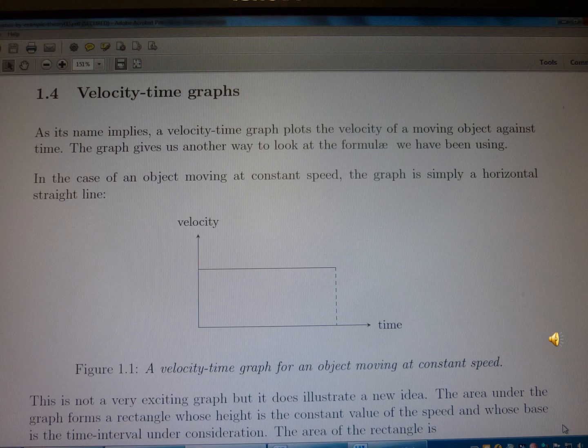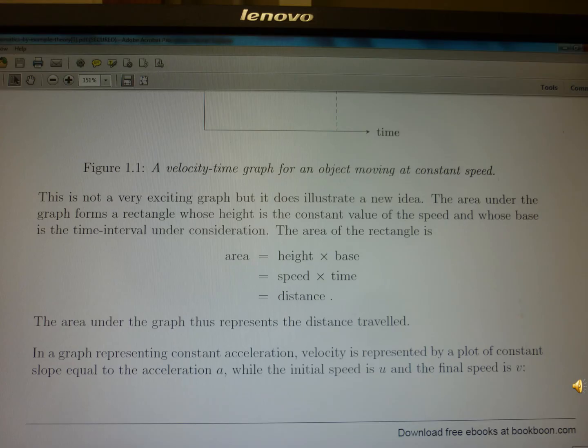We have to calculate the distance travelled. Distance travelled is the area. So area equals height multiplied by base. So this is speed multiplied by time. So then we can calculate this distance.